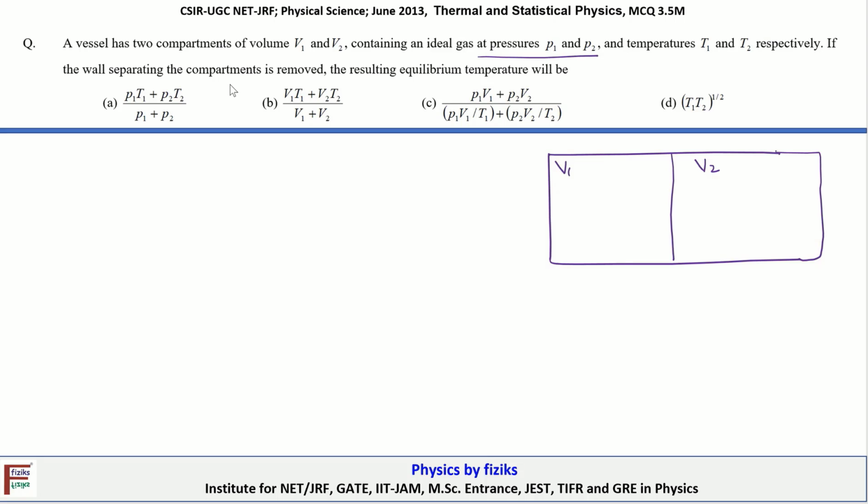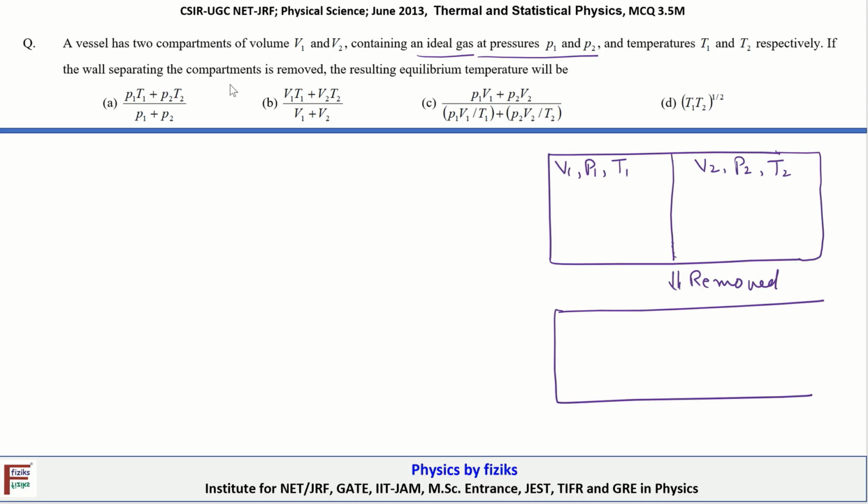and P2. So these two boxes contain ideal gases at pressure P1, and in the other vessel it is pressure P2, and respective temperatures are T1 and T2. If the wall separating the compartments is removed, the resulting equilibrium temperature will be... So let's say that when this wall is removed, the resulting temperature of the entire system is equal to T.